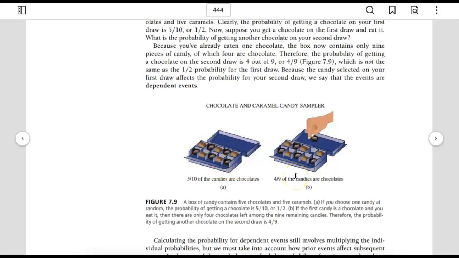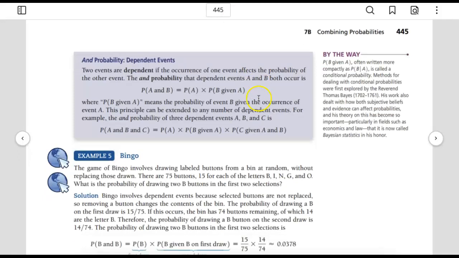But once one of those chocolate candies is gone, then there's a different probability because now there's only 9 candies left, 4 of which are chocolate. So it depends on that prior event. Those are dependent events there. And there is a formula on the next page for this.